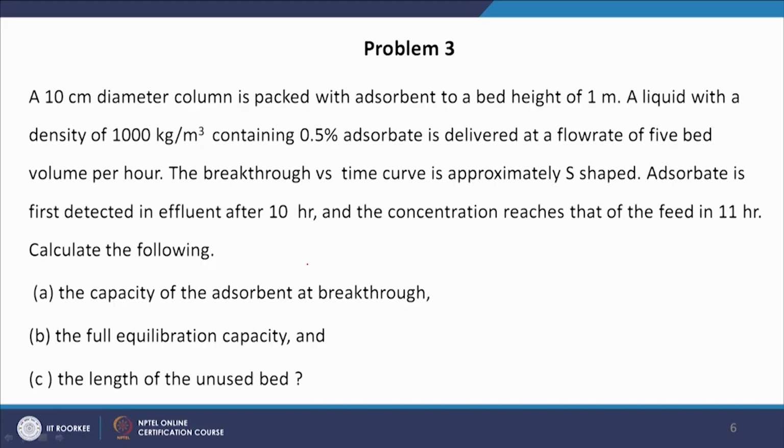Okay. Now, we are coming to problem number 3. The statement is: a 10 centimeter diameter column is packed with adsorbent to a bed height of 1 meter. A liquid with a density of 1000 kg per meter cube containing 0.5% adsorbate is delivered at a flow rate of 5 bed volume per hour.